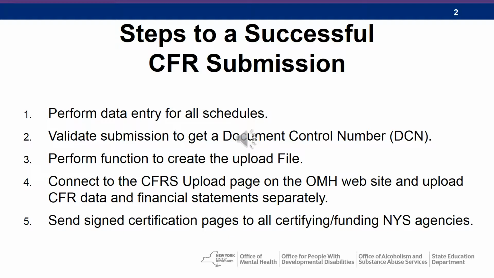Number 1, accurately perform data for all schedules. 2, validate the submission to get a document control number. 3, create the upload file. Number 4, upload the CFR file and financial statements separately. And number 5, send signed certification pages to all certifying or funding New York State agencies. This presentation will explain steps 2 through 4 in detail.